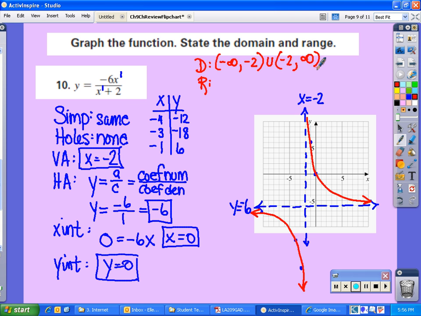We'll write the range for the two branches the same way. The first branch is negative infinity all the way up to -6, but it doesn't touch -6. Then we start on the other side, -6 to positive infinity.